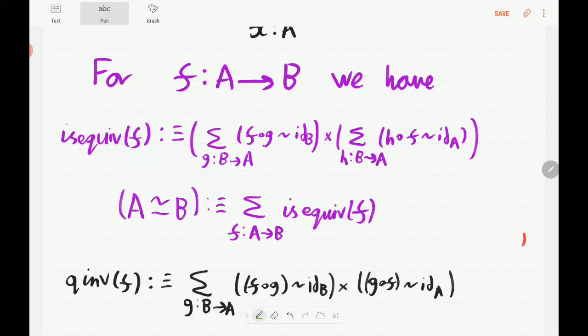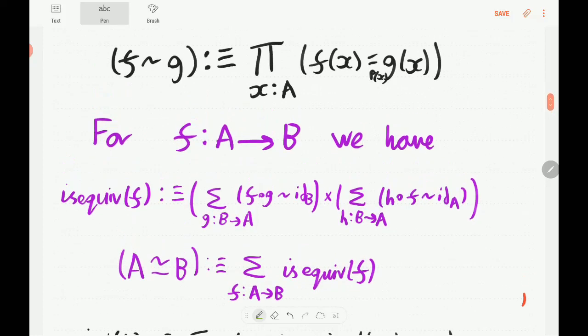And so really saying that f is an equivalence really means producing something like a section and a retraction of f. And then we can write the type of equivalences from A to B like this. And this consists of the dependent pairs of a function f from A to B, together with evidence that it is an equivalence.